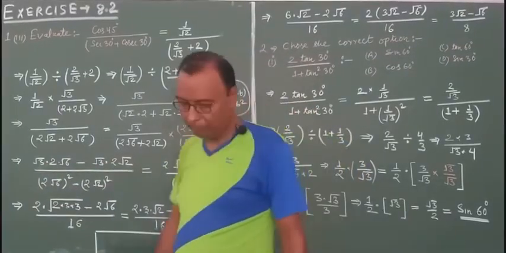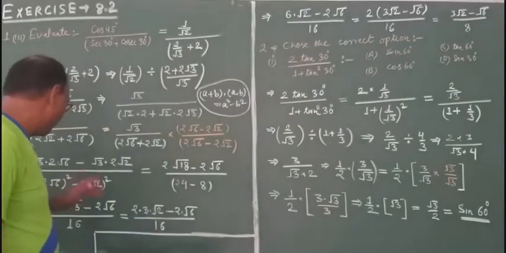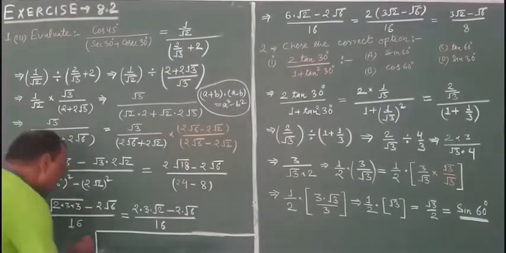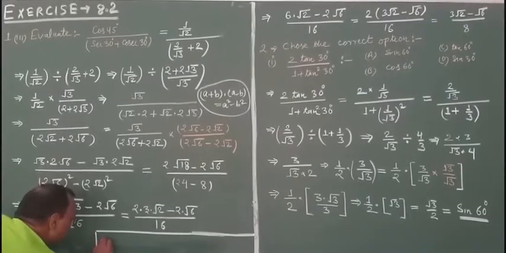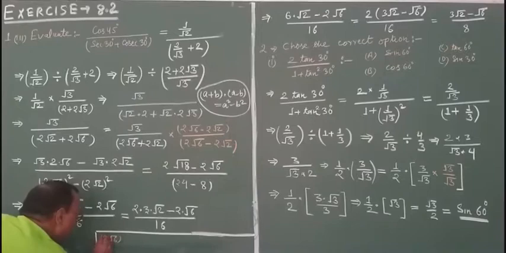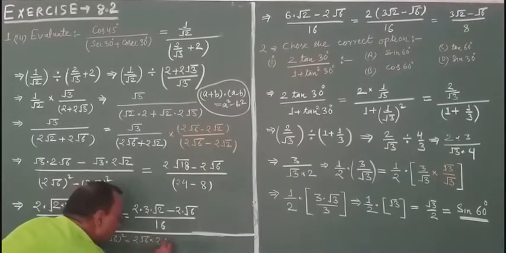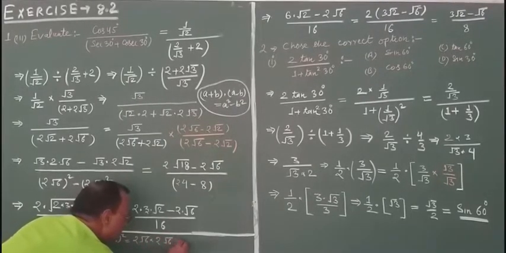Now the value of 2 under root 6 square. What is the meaning of this 2 under root 6 square? It means you have to multiply this 2 under root 6 two times.